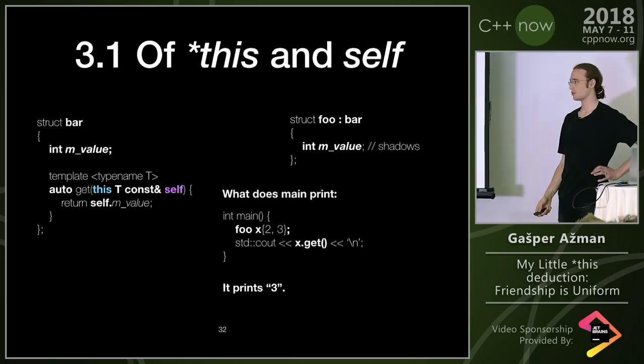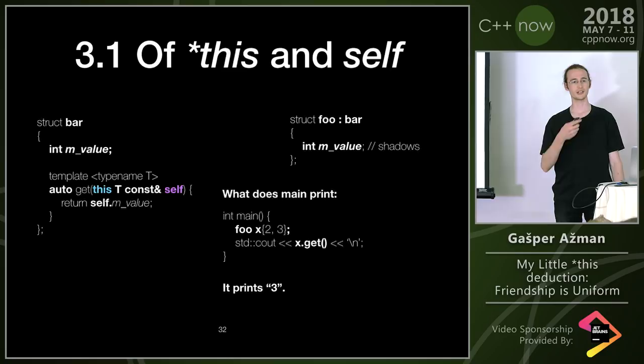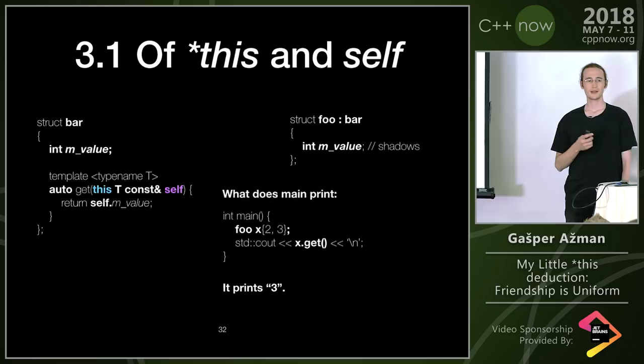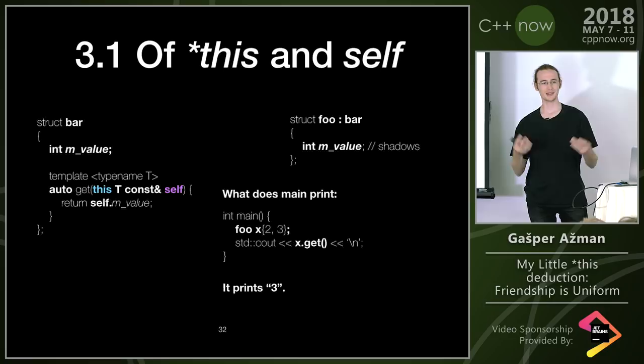That stays the same. Yes, Vittorio. You were saying that this and self always alias, but that's not true. It's implicit. They always alias, which is to say one of them is a subobject of the other. It doesn't mean that they point to the same place, but they always alias.